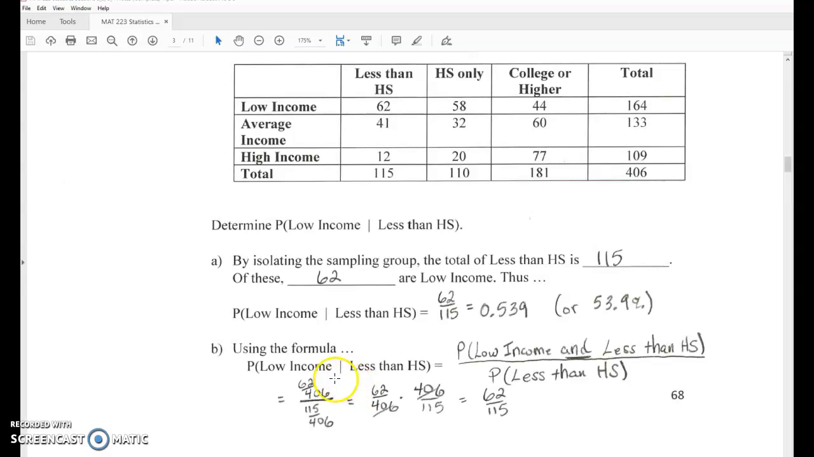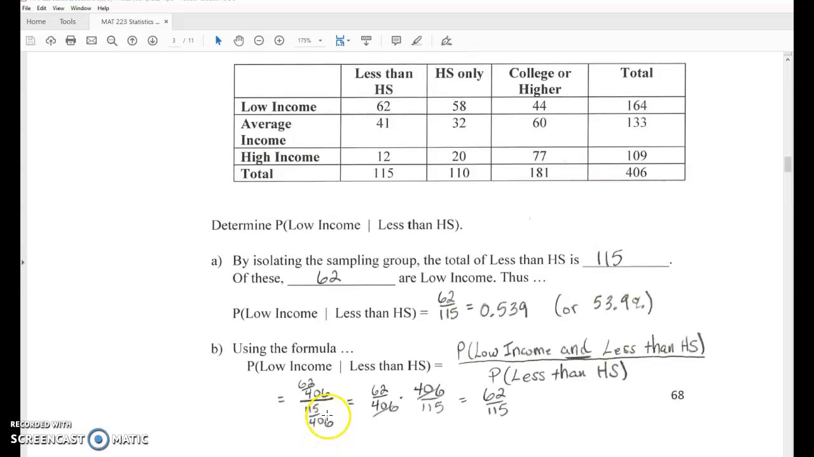Now, if I use the formula, if I think of low income as A and less than high school as B, probability of A given B is equal to probability of A and B divided by the probability of B. Okay, so the probability of A and B is how many people are low income and less than high school. So low income and less than high school is right here at 62 out of a total of 406 people. So 62 out of 406 divided by the probability that we have just a less than high school person. So less than high school is 115 out of 406. So we have 62 out of 406 divided by 115 out of 406.